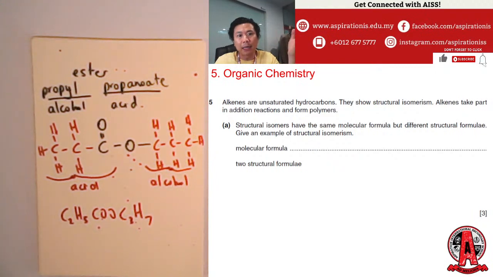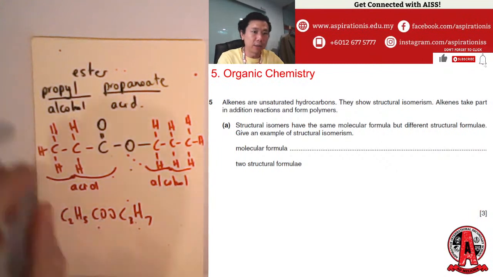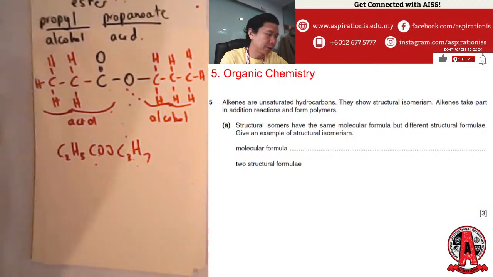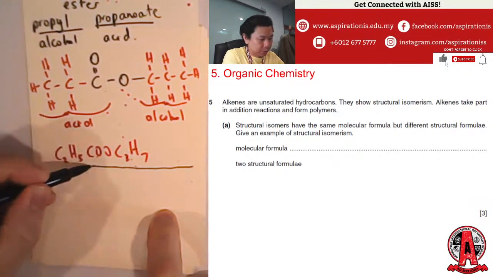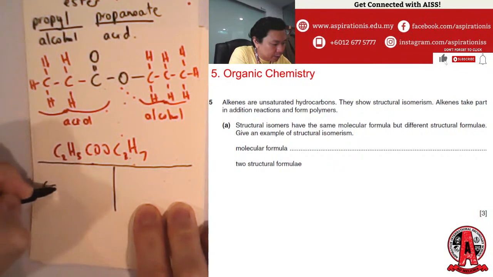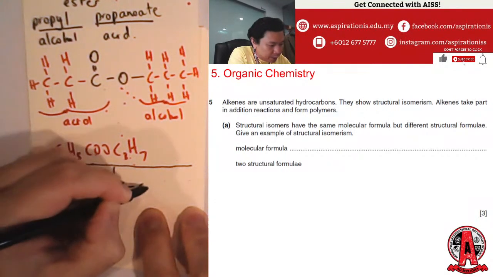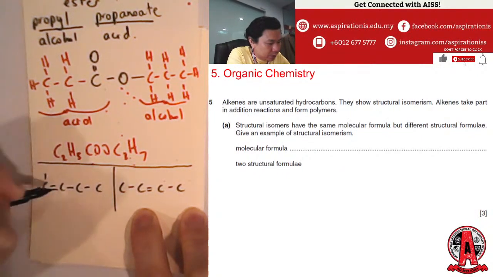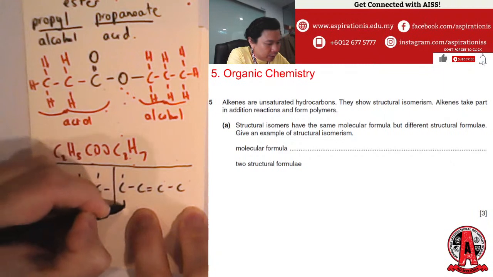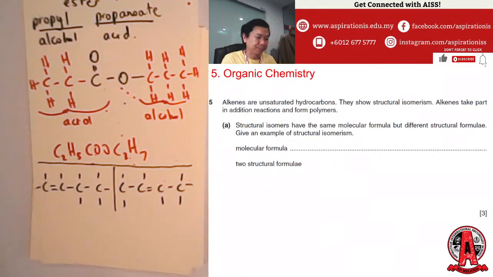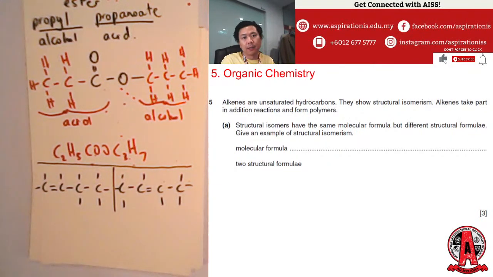So just choose something simple, like butene, C4H8. Then you draw butene 1, and then you draw butene 2. I hope you know how to draw. So you can draw 1, 2, 3, 4, and then 1, 2, 3, 4. So 1, 2, 3, 4, 5, 6, 7, 8. Yeah? So I hope this is clear.